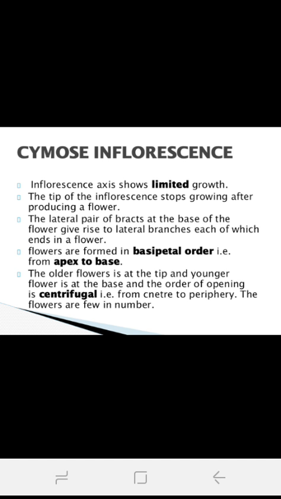In the cymose inflorescence, the inflorescence axis is limited in growth. So it stops after a particular growth and produces a flower. Then on the lateral side it again produces flowers. So flowers are formed in basipetal order, that is from apex to base. You can see older flowers at the tip and younger flowers at the base, the reverse of racemose. Racemose is centripetal, here it is centrifugal arrangement, that is center to periphery.